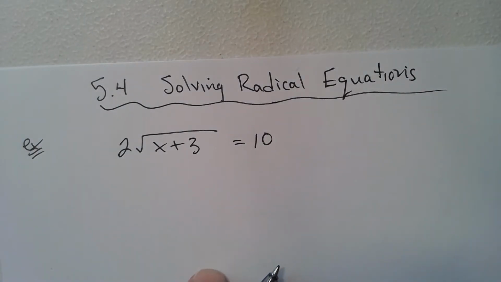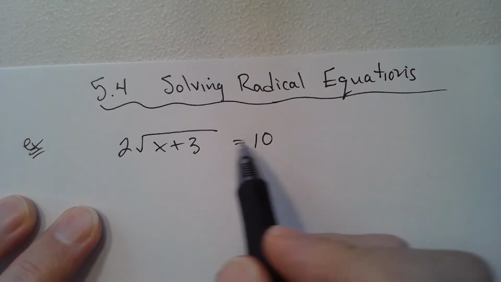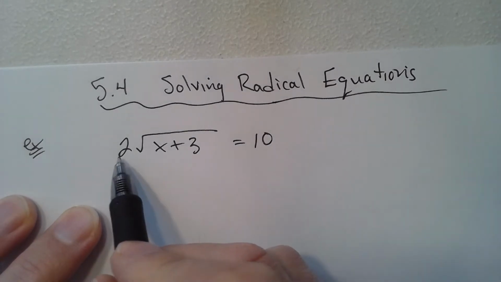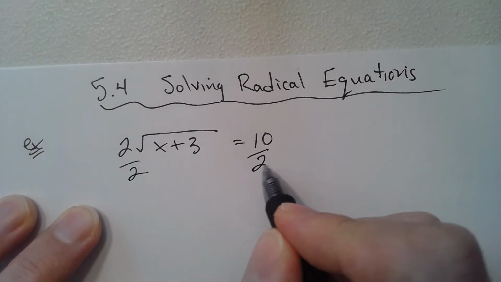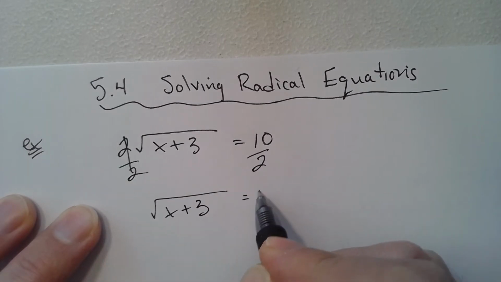Alright, 5.4, solving radical equations. It's kind of like what we've done in the past, where you have to isolate the variable, or in this case we have to isolate the square root, or the radical. So first thing we have to do is divide by 2. So we get the square root of x plus 3 equals 5.